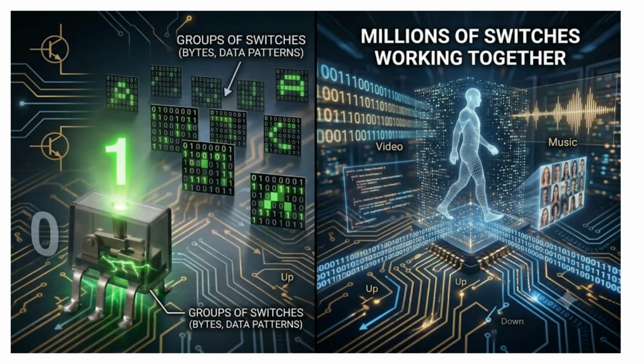Every photo you take, every song you play, every website you visit, and every AI response you receive is ultimately stored and processed as massive patterns of binary digits. So while each transistor is incredibly simple, together, billions of them work in perfect synchronization to create the powerful computers and intelligent systems we use every day.